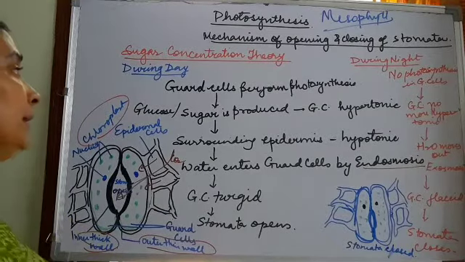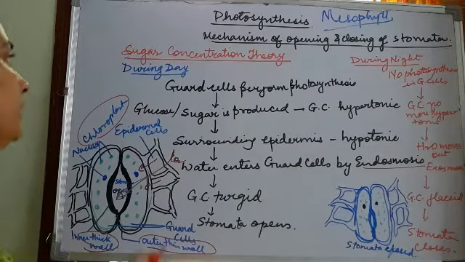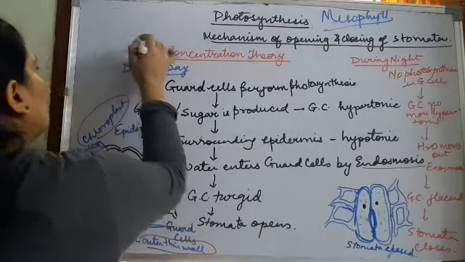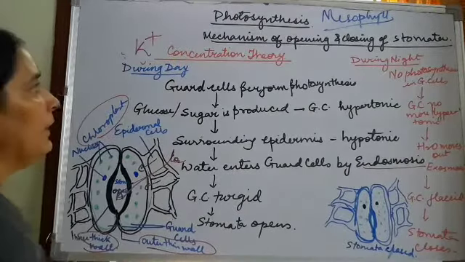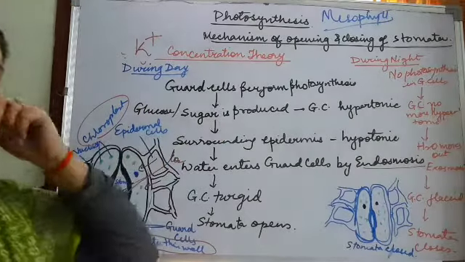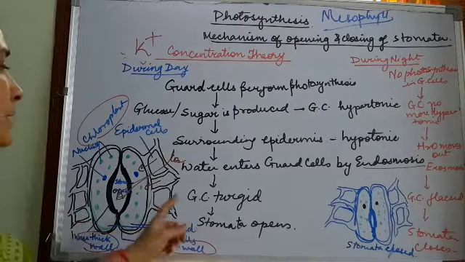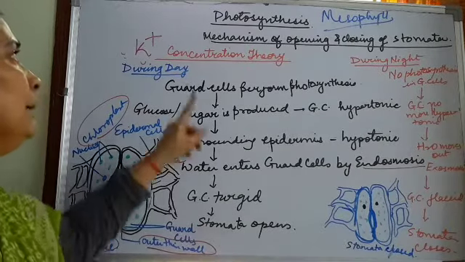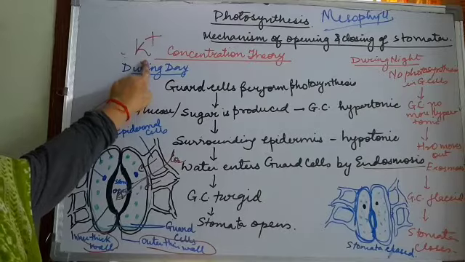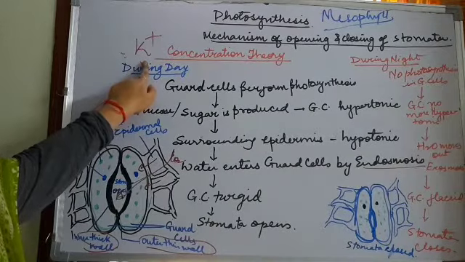Now there is another theory called the potassium ion concentration theory, and it is a new theory. According to this theory, during the daytime photosynthesis occurs. The opening and closing of stomata will depend on the potassium ion gradient. So during the daytime when the photosynthesis takes place, what happens?